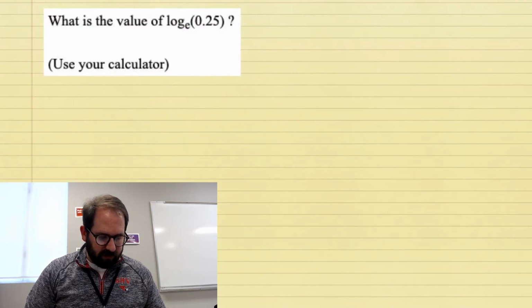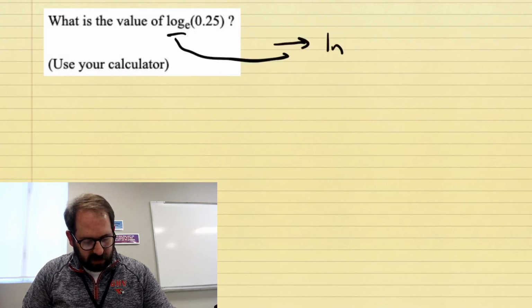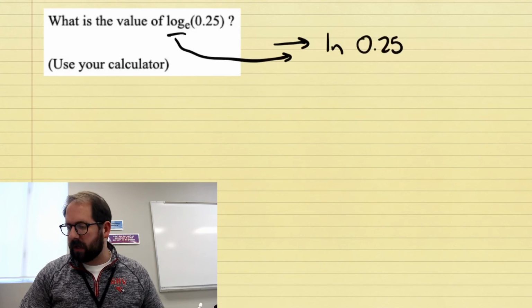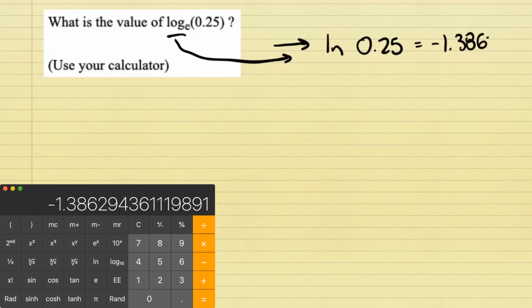All right, last problem here that we have. We have the value of log of e. So log of e, this is the same thing as the natural log. That's what this means. It's the same idea of 0.25. So let me jump right to my calculator here. We're going to type in that 0.25 and then hit the natural log button, the ln button. And that gives me the power, so negative 1.38629. And hopefully that makes sense.